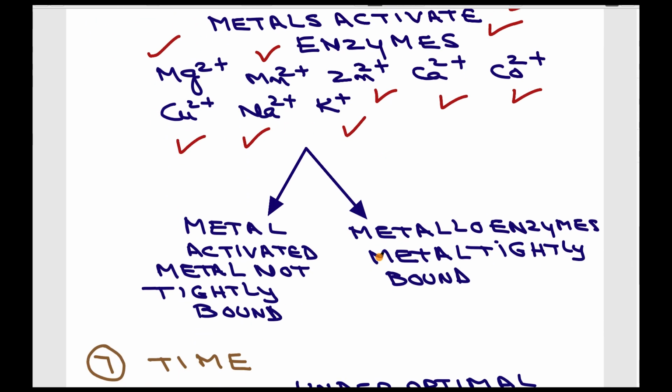So these can be divided into metal-activated enzymes and metalloenzymes. What does it mean? In metal-activated enzymes, the metal is not an integral part of the enzyme. If you remove the metal, the enzyme will not be destroyed. Whereas in the case of metalloenzymes, the metal is an integral part of the enzyme. If you remove the metal, the enzyme will be destroyed.